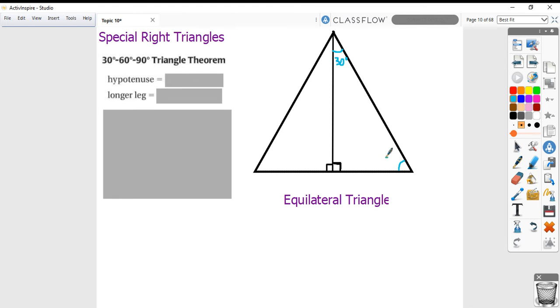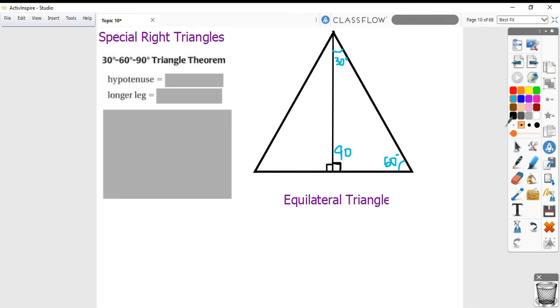This angle down here is 60 degrees. And of course, our right angle over here, that's always going to be 90 degrees. And this is where we get the name of a 30, 60, 90 triangle. It's just like the 45, 45, 90. It's got the angles measured, and that's where the name comes from, 30, 60, and 90.